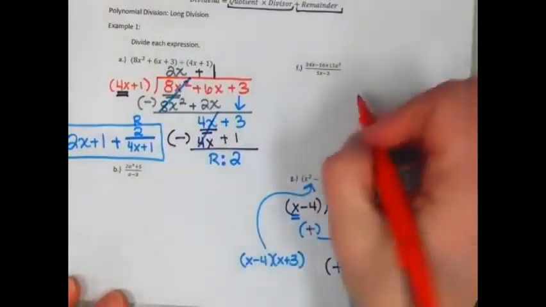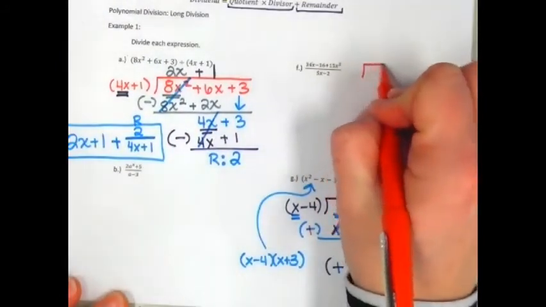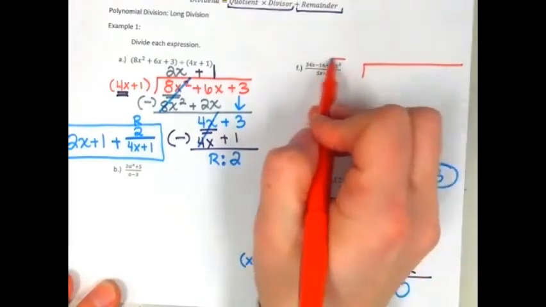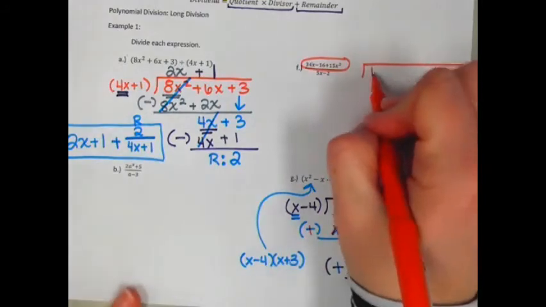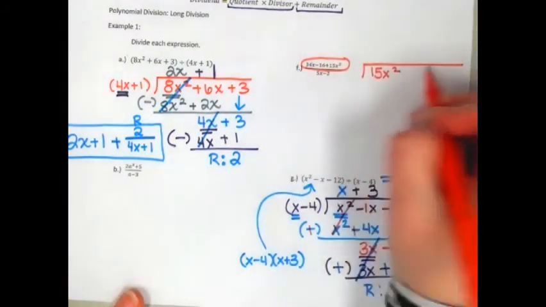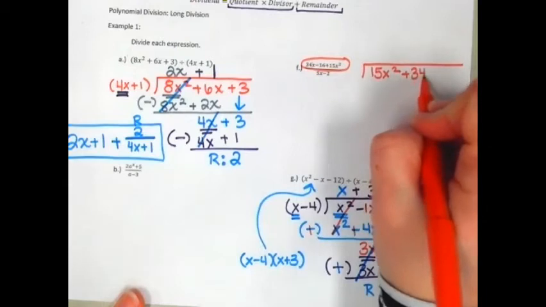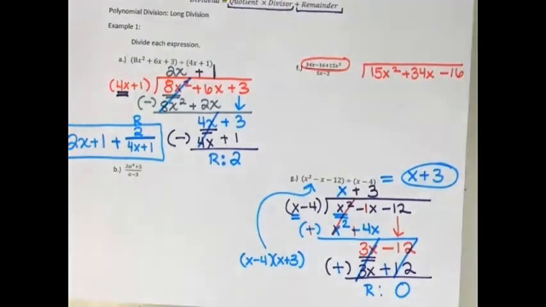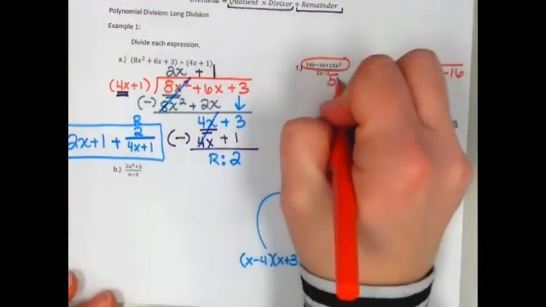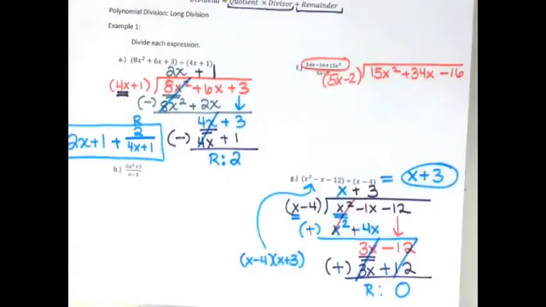All right. F. Now it's in fraction form, but what is my dividend here? It's my numerator, right? Now, we need to make sure we put that in standard form. What is my standard form? What would go first? 15x squared, then what? 34x positive, and then a minus 16. And then what am I dividing by? What's my divisor? 5x minus 2. Sorry, I didn't give myself enough room. Okay. All right. So let's start.